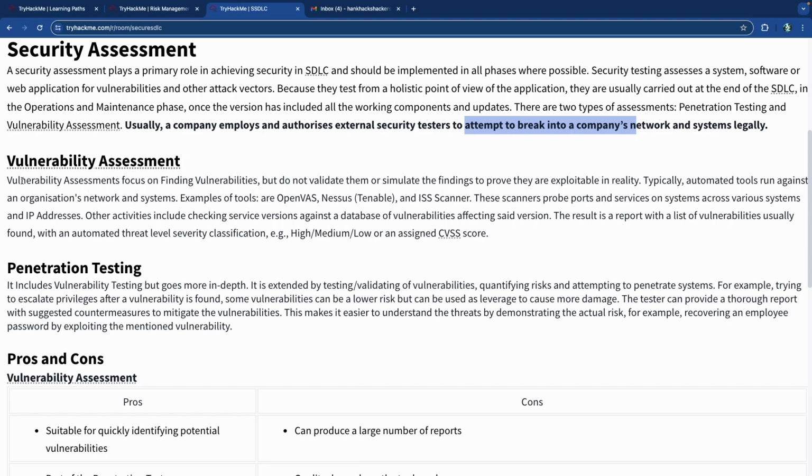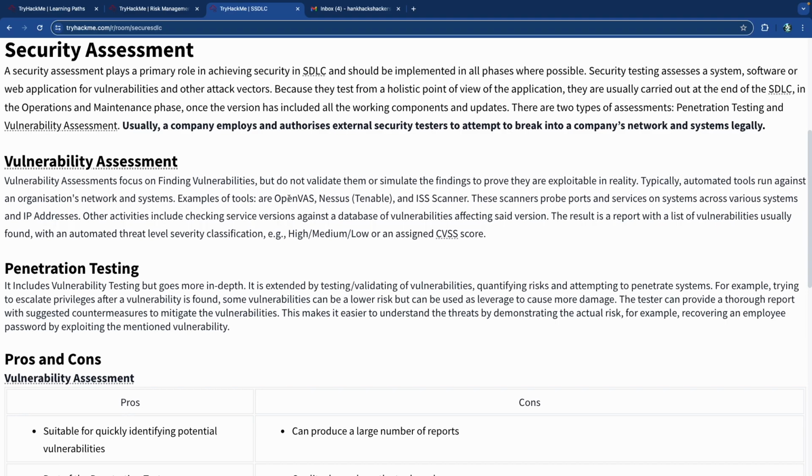So the first thing, the basic thing, is to just do a vulnerability assessment to find vulnerabilities. You don't validate them or try to attack them. Typically, you use a tool like Nessus or something. OpenVAS is the Open Vulnerability Assessment Scanner, Nessus, which I guess has been renamed to Tenable, and then the ISS scanner. These are just scanners that don't attack your ports, they scan your ports and services on the system to just find vulnerabilities. And there are other things that can be done, which is checking service versions against a database of vulnerabilities. And the result is a report with a list of the vulnerabilities.